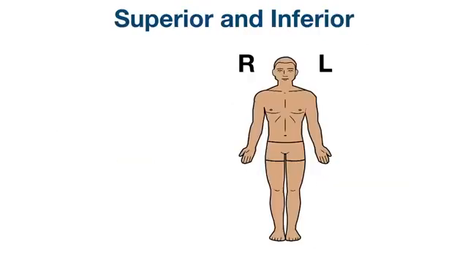The next pair of directional terms is superior and inferior. This time we're going to divide the body into upper and lower portions using a transverse plane. Remember in the previous video on body planes that the transverse plane runs horizontally and it divides the body into upper and lower sections. That transverse line is going to be our reference point when describing superior and inferior.